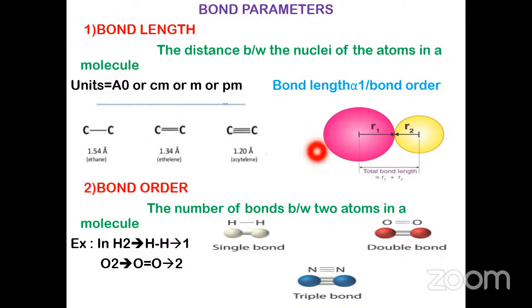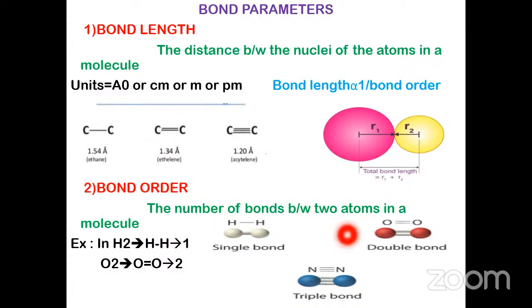So what is the bond order first of all? The bond order is nothing but the number of bonds between two atoms in a molecule. For example, in the H2 molecule, two hydrogen atoms have a single bond, so the bond order is 1. In the oxygen molecule, two bonds are present between the two oxygens, that is a double bond, so the bond order is 2. In the N2 molecule, three bonds are present between the two nitrogens, that means a triple bond, so the bond order of N2 is 3.